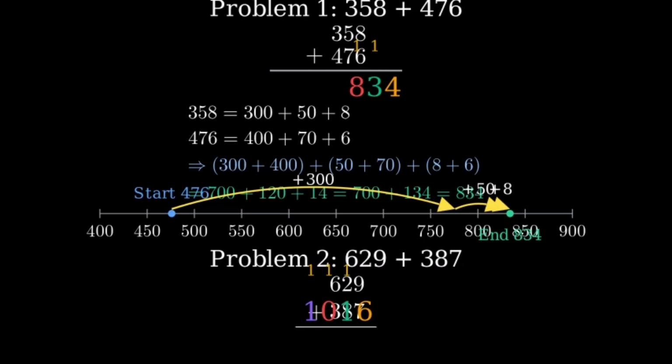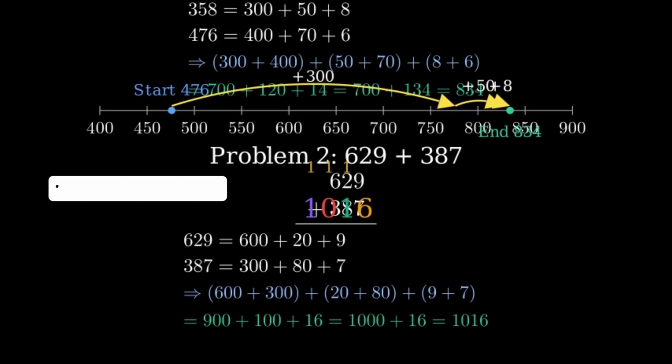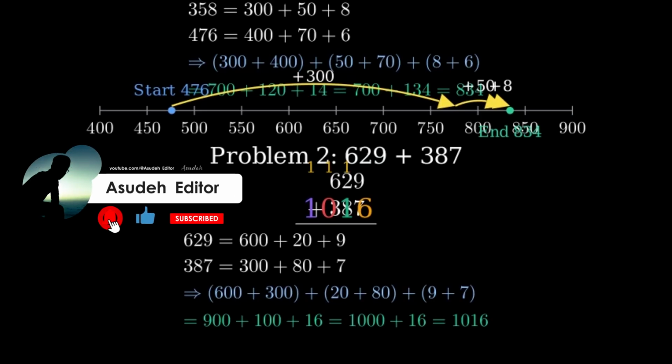Method 2, place value decomposition again. 600 plus 20 plus 9, added to 300 plus 80 plus 7. Group hundreds, tens, and ones. 900 plus 100 plus 16. That is 1,000 plus 16, which equals 1,016.